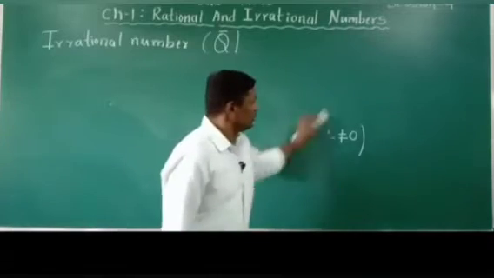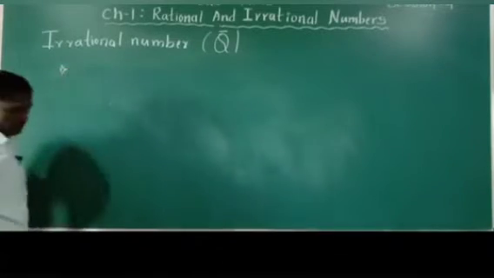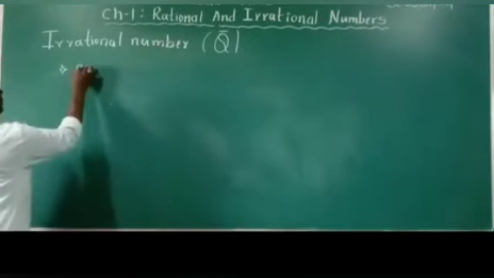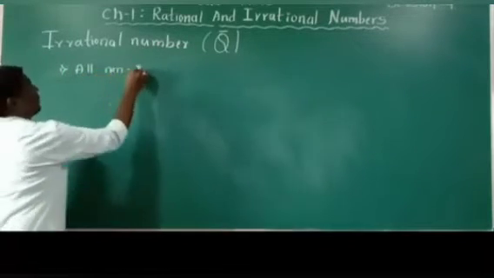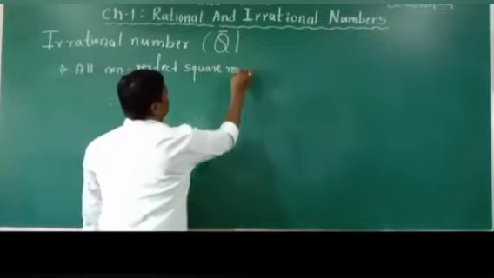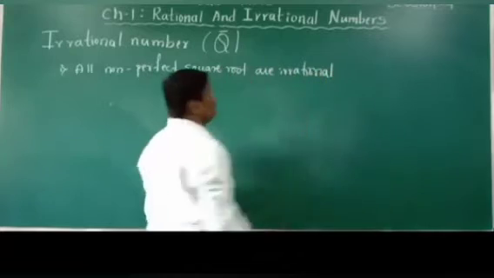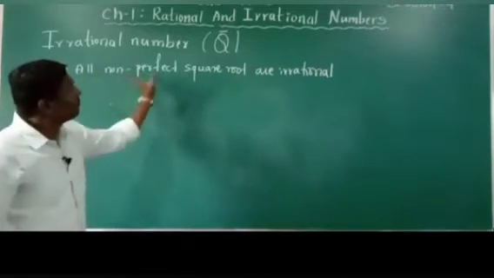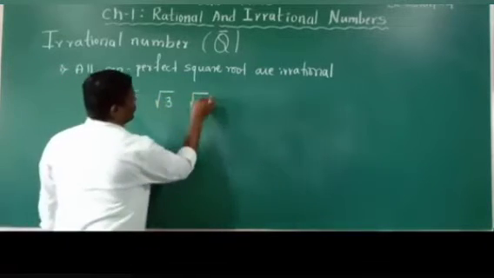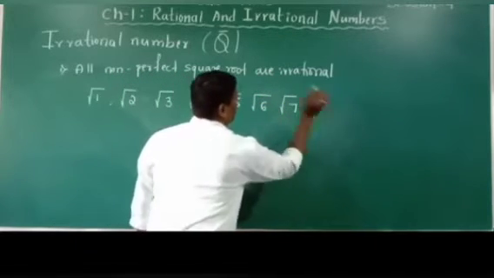So these types of numbers are called irrational numbers. Okay, let us take some examples of irrational numbers. First one, all non-perfect square roots are irrational. What is the meaning of this statement? Consider root 1, root 2, root 3, root 4, root 5, root 6, root 7, root 8.